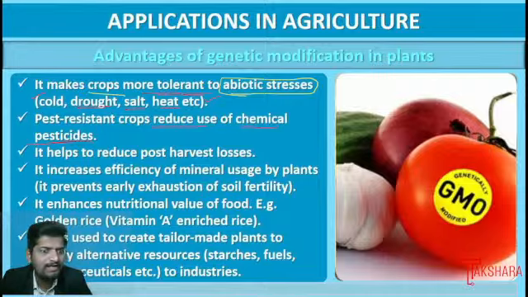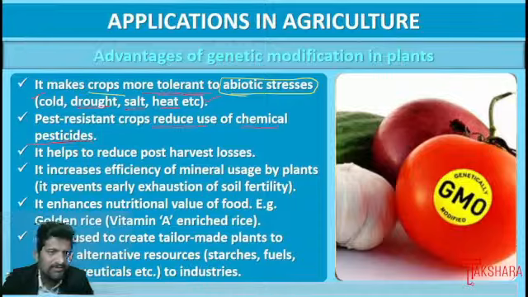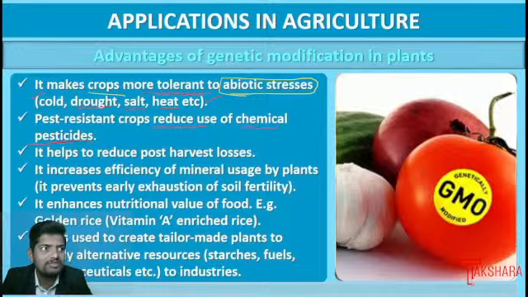Okay, and related to the advantage, the next one: increases the efficiency of mineral usage by the plant. It can provide some kind of important modification. They increase the fertility of soil. Mineral efficiency, reabsorption capability, they are highly increased. Between a normal plant and a modified plant we have to observe some variations. So those variations that we have given, that is what we call the advantages of genetically modified plants.